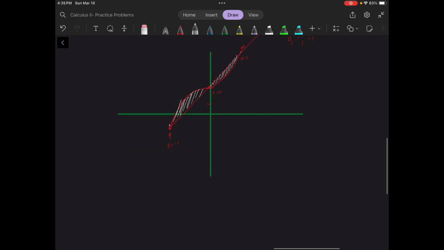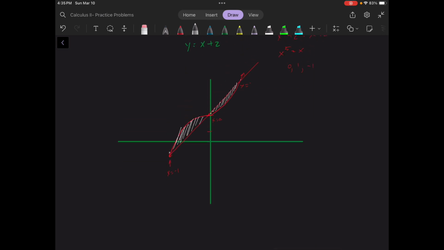Okay, so what is the area? Well, we have two different slices as well, right? This slice right here is given by this top function minus this bottom function. And the top function is the x to the fifth plus 2. The bottom function is x plus 2. But for this slice right here, the displacement is the x plus 2 on top and the x to the fifth plus 2 on the bottom.